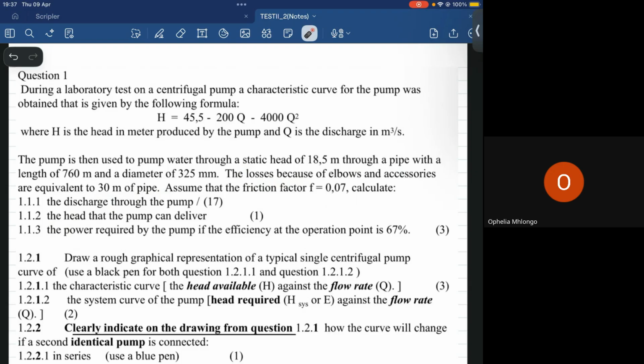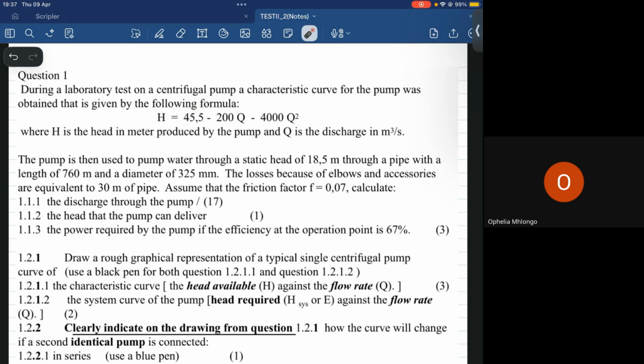Okay, so since we're not given the readings of the volumetric flow rate, we'll have to come up with our own volumetric flow rate readings in order for us to be able to generate the readings of the head of the pump, or the characteristic curve, as well as the system curve.